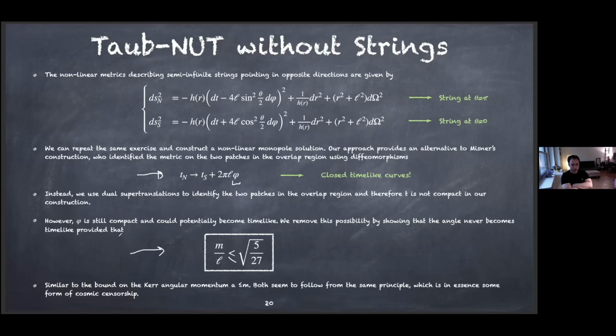So this is a prediction for the value of these parameters, and it may remind you of the bound on Kerr angular momentum. The difference is that in our case, it's an upper bound on the mass, and in the Kerr case, it's a lower bound on the mass. But otherwise, they seem to follow from the same principle, which is basically some form of cosmic censorship.